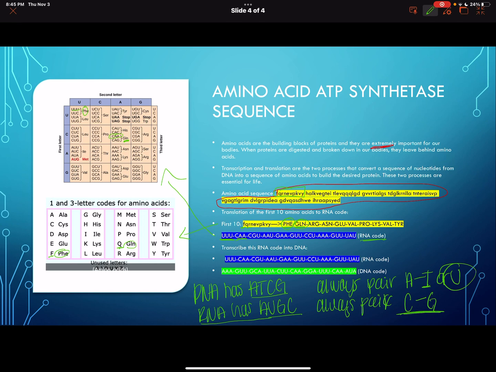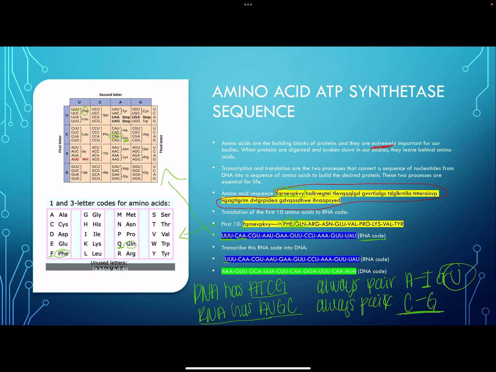So the way we look at it is, our first letter here is U. We want to know what pairs with U, which is A, and I have it right here transcribed into A. Then we go to the next one, U again, and we have A again. It's U again, we have A again. Now this one we have C, and we're going to pair it with G. And this one we have A, and we're going to pair it to U. So you keep doing that all the way until you complete your DNA code. So this is how you would do the amino acid sequence for ATP synthase.